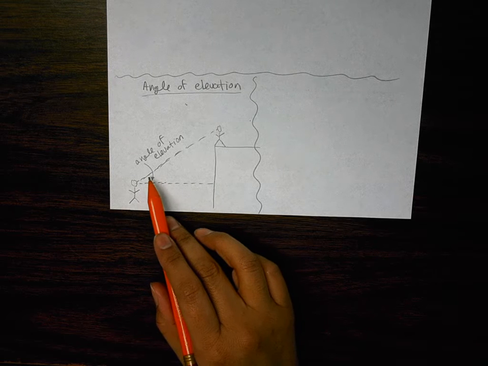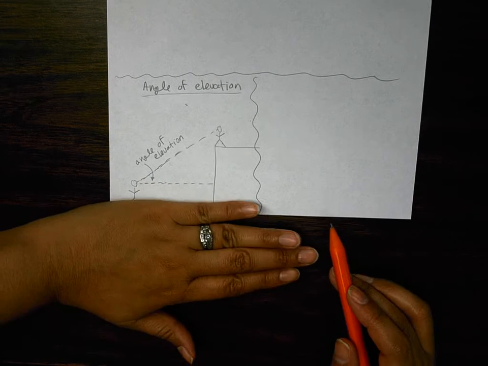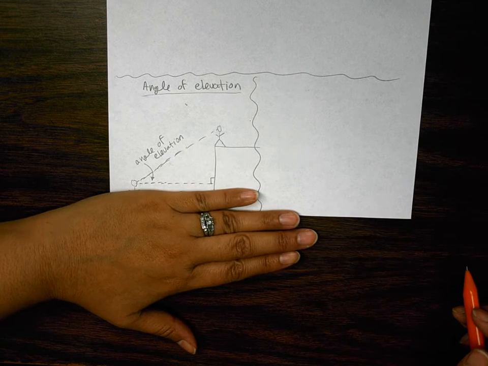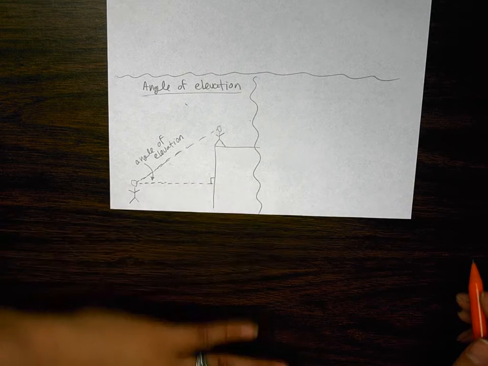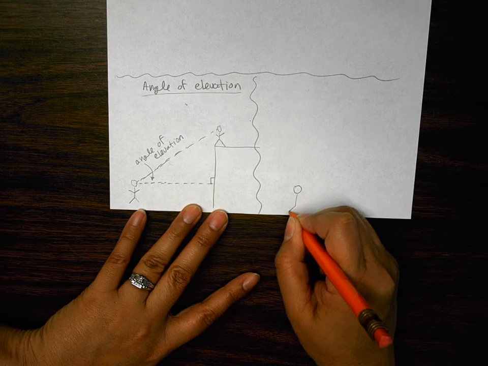Now typically when we're dealing with the angle of elevation, it's always going to be from the ground. So remember that. Angle of elevation typically for us in this class is going to be from the ground. So this would be ground level for us. Can you see that there is a right triangle right there?